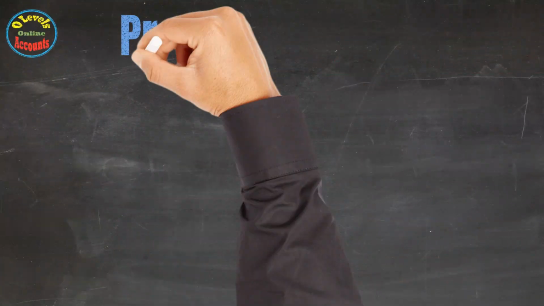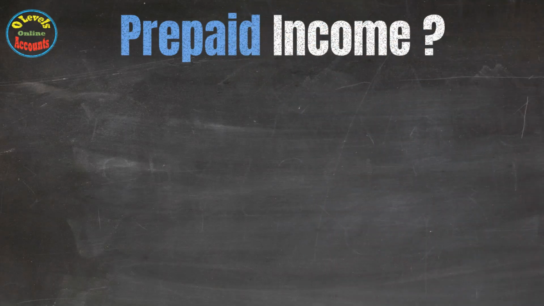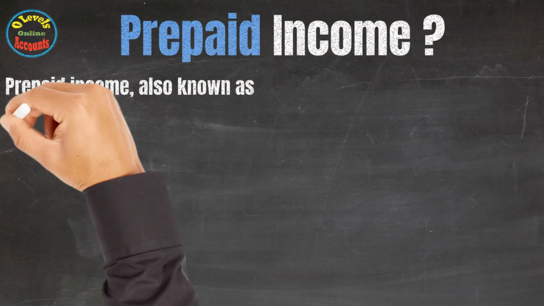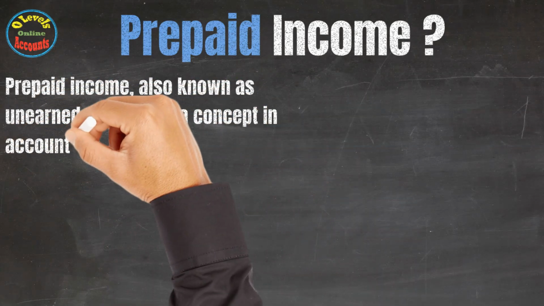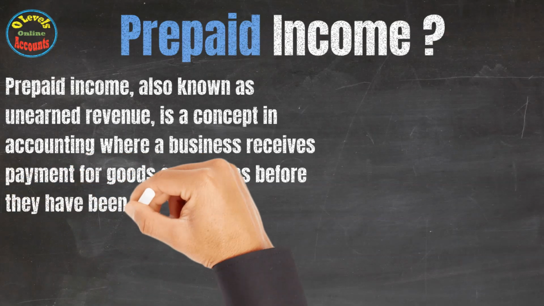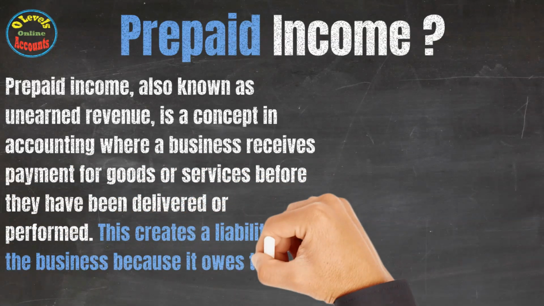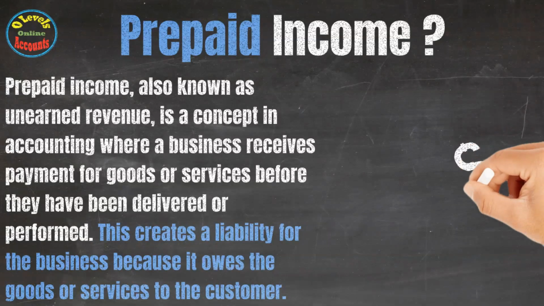In this slide, we will discuss what prepaid income is. Prepaid income, also known as unearned revenue, is a concept in accounting where a business receives payment for goods or services before they have been delivered or performed. This creates a liability for the business because it owes the goods or services to the customer.